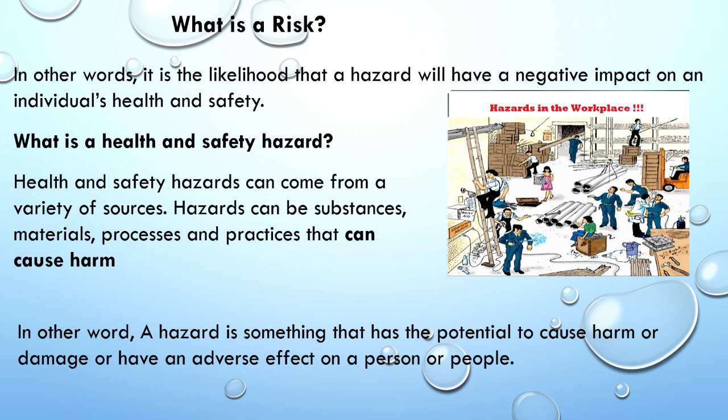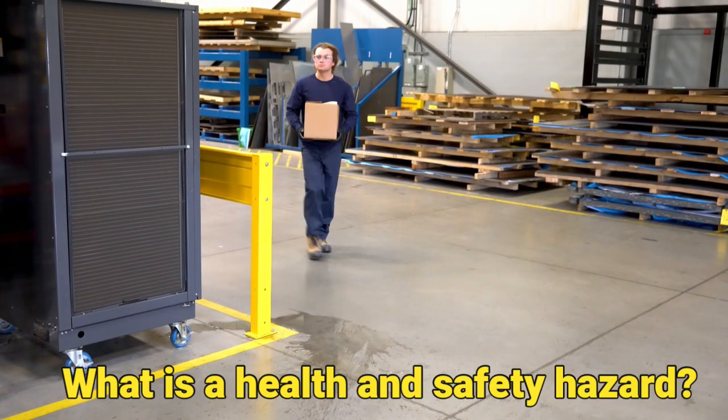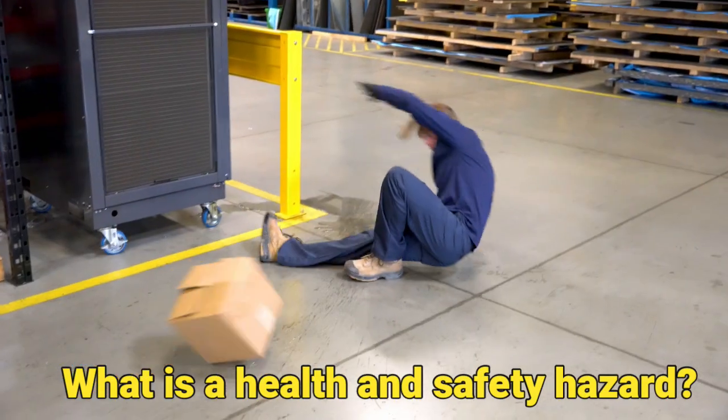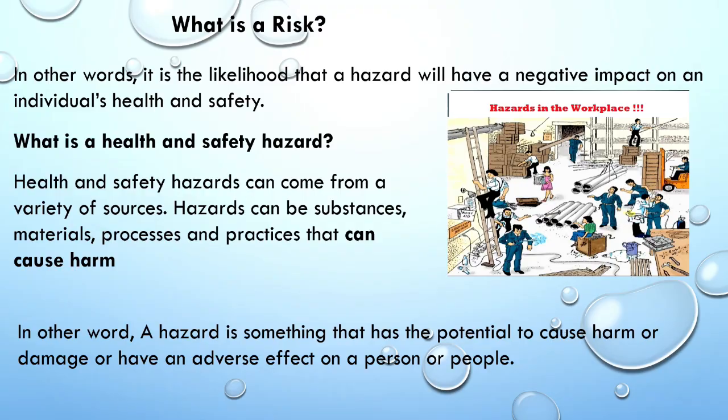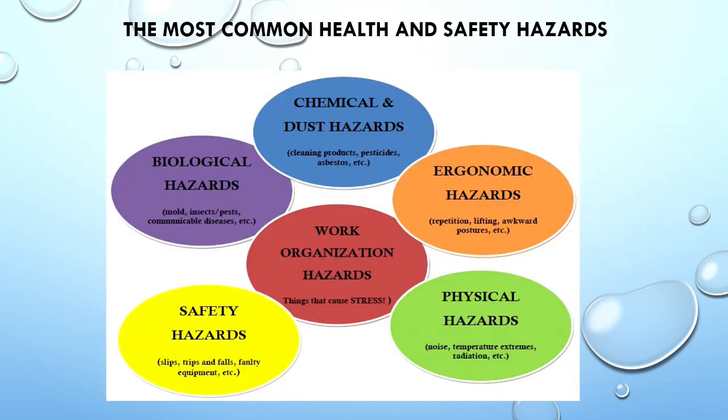Now, what is a health and safety hazard? Health and safety hazards can come from a variety of sources. Hazards can be substances, materials, processes, and practices that can cause harm. The most common health and safety hazards are: chemical and dust hazards, for example a cleaning product, pesticide, asbestos, etc.; biological hazards, for example insects, pests, communicable diseases.